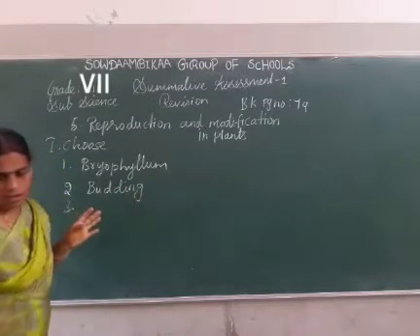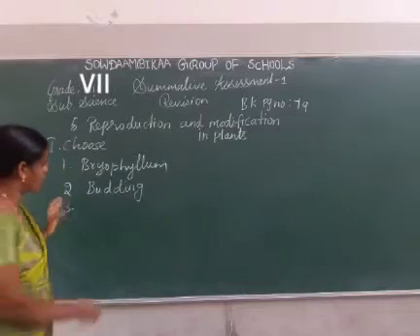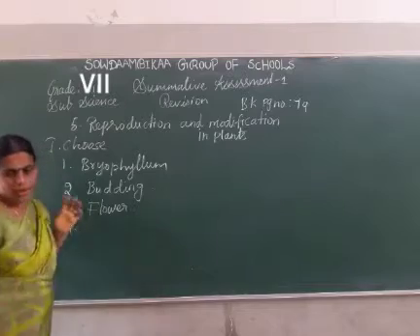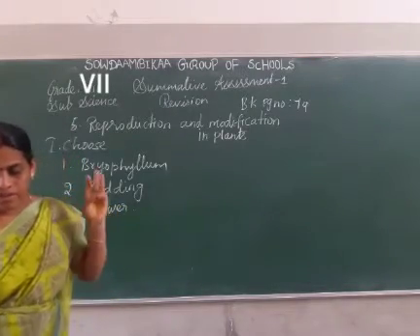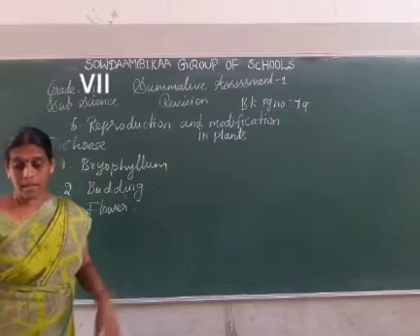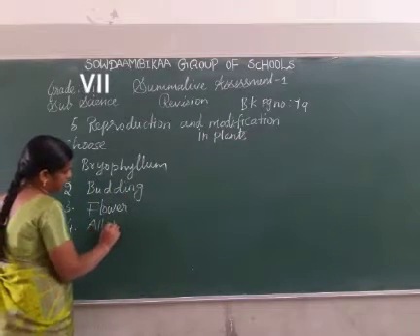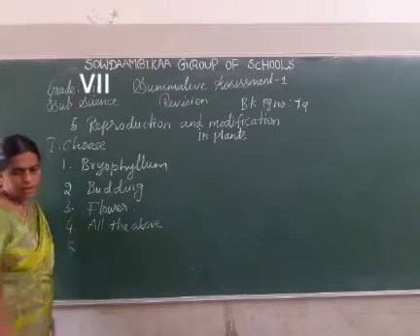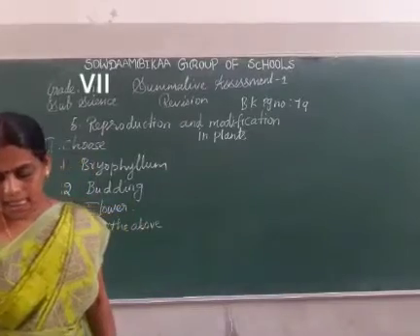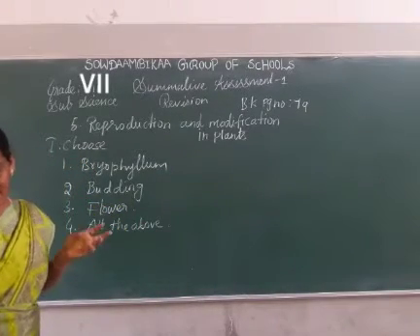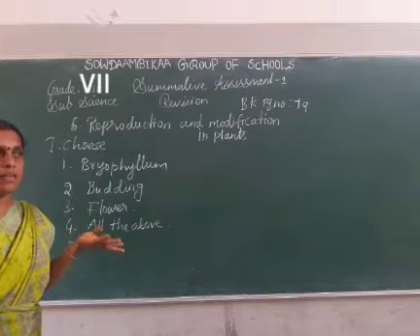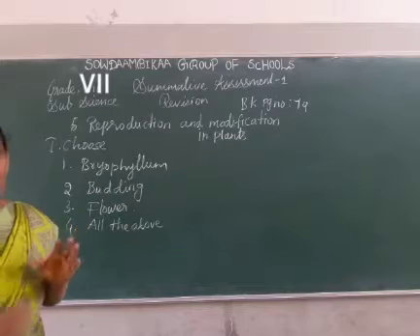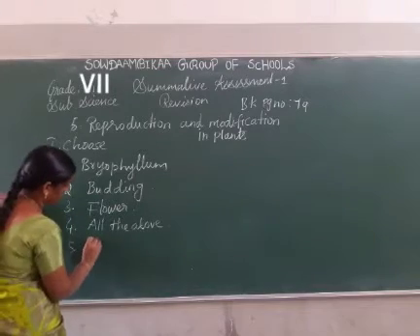Next, the third one: the reproductive part of the plant is the flower. The fourth one: pollination is by wind, insects, water. All the above. The fifth one: clasping roots are seen in betel and black pepper. Betel means vetrilai, black pepper means milagu. Both of them.